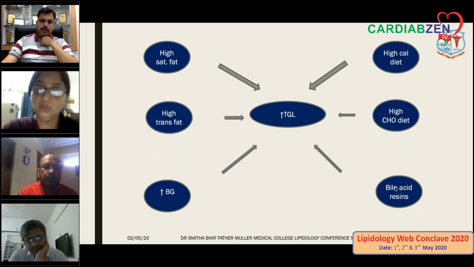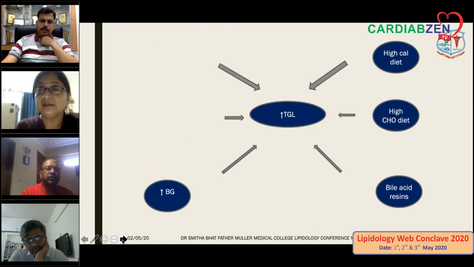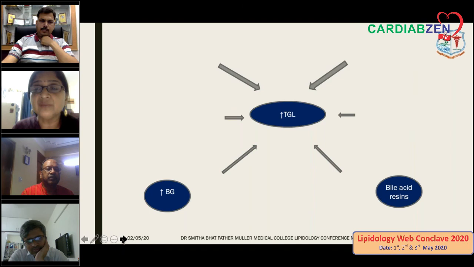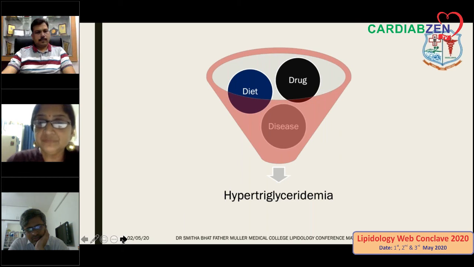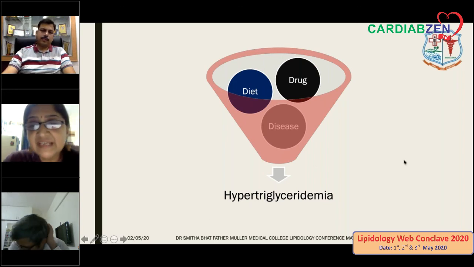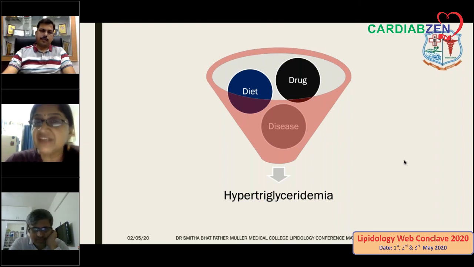How do we manage him? Well, first, we make him talk to his dietitian. We impress upon him the importance of cutting down on the fats, the calories, and the carbohydrates. We stop the bile acid resins. We use insulin to control the blood glucose. And then we notice that, yes, the triglycerides tend to come under control. So in this sinister combination of three factors, which resulted in hypertriglyceridemia and probably pancreatitis, it just required a little bit of tweaking of his diet and drug prescription to bring the triglycerides under control. It's not always this simple, but it is possible.